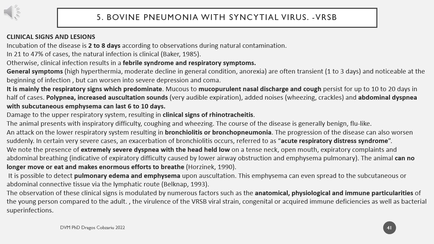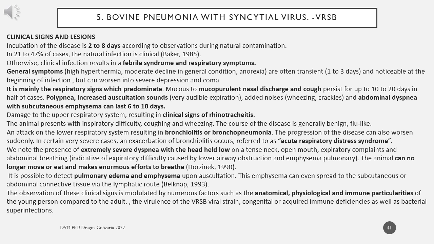An attack on the lower respiratory system resulting in bronchiolitis or bronchopneumonia. The progression of the disease can also worsen suddenly. In certain very severe cases, an exacerbation of bronchiolitis occurs, referred to as acute respiratory distress syndrome. We note the presence of extremely severe dyspnea with the head held low on a tense neck, open mouth, expiratory complaints and abdominal breathing, indicative of expiratory difficulty caused by lower airway obstruction and pulmonary emphysema.